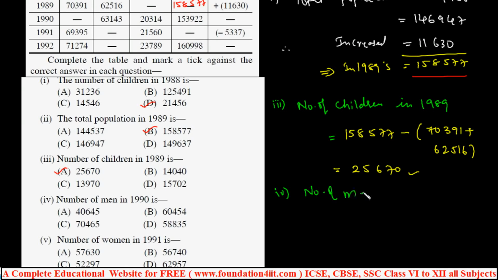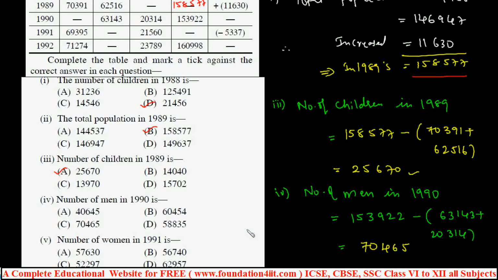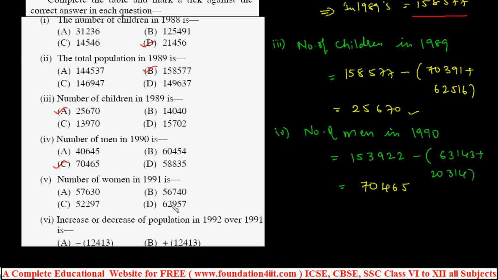number of men in 1990. Total already we got. So total is 1,53,922 is mentioned. From this, sum of the other women and children, you can subtract that. So one is 63,143 plus one more 23,314. Just subtract this, you'll get the answer. That is, so we get 70,465. I've done the calculation already. So how much you got? 70,465. Option C, right?